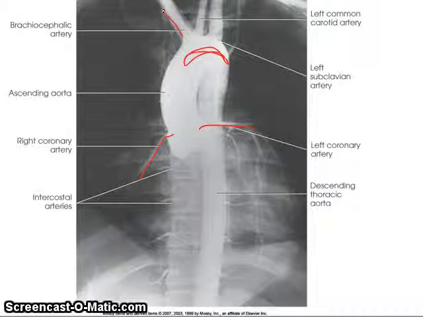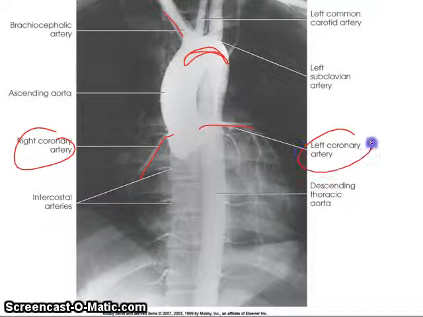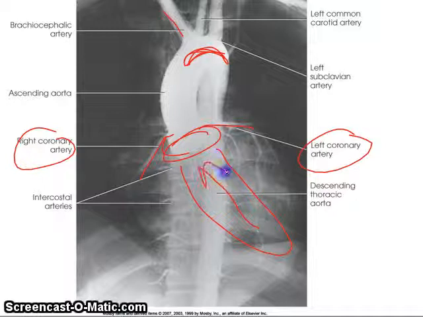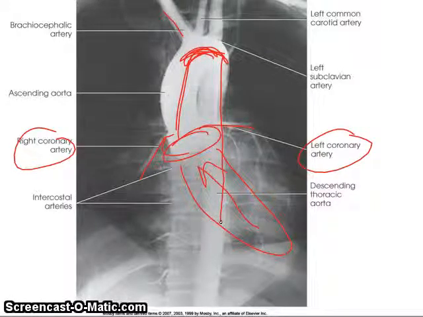But the first branches off the aorta are the coronary arteries, and the first branch off the aortic arch is the brachiocephalic artery. So again, you've got the aortic valve area, and keep in mind that blood from the left ventricle is pumping through the aortic valve into the aorta. Then you have the ascending aorta, the aortic arch, and then the descending thoracic aorta, which goes from the left subclavian artery down to the diaphragm. Past the diaphragm, it becomes the abdominal aorta.